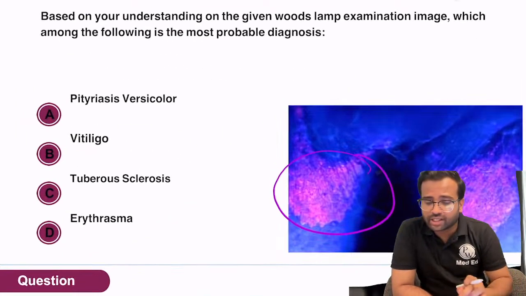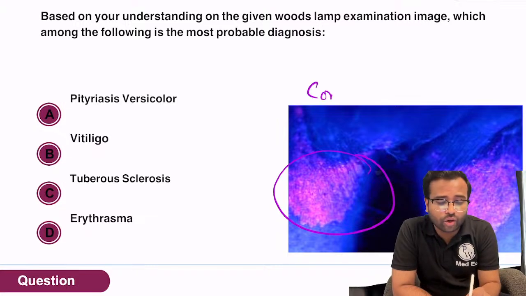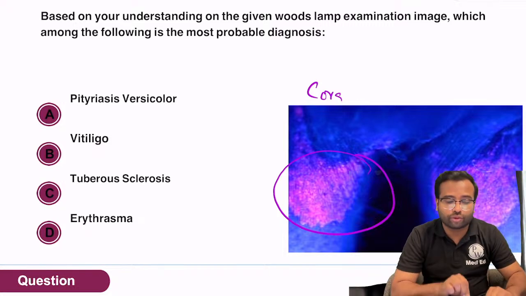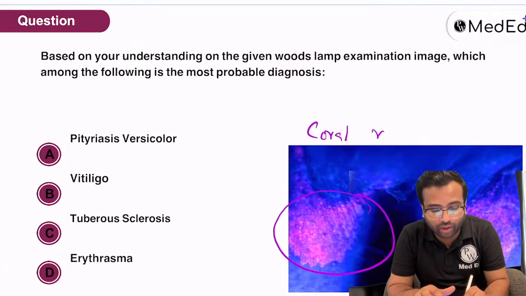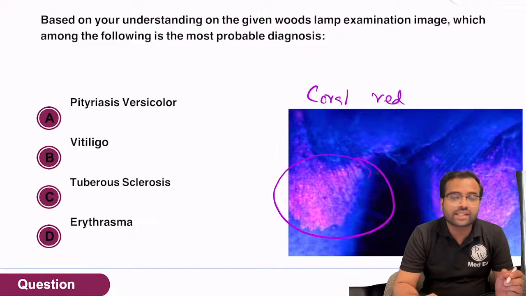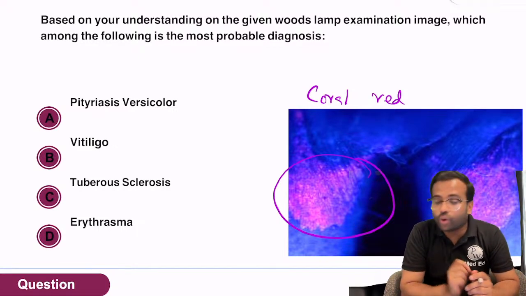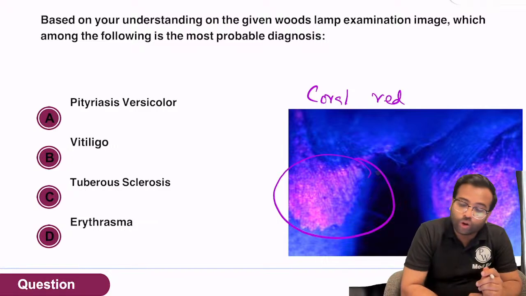So which is a disease where you can find a coral red fluorescence? That is the question here. So where do you find a coral red fluorescence? Is it seen in pityriasis versicolor, vitiligo, tuberous sclerosis, or erythrasma? Yeah, all of you are answering it right.